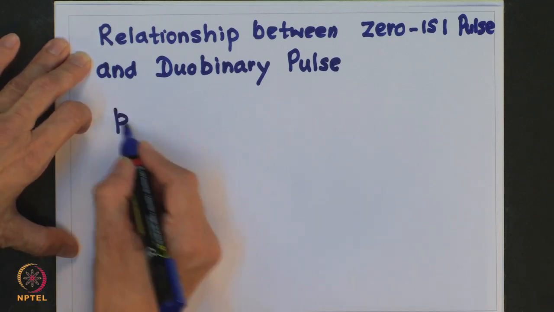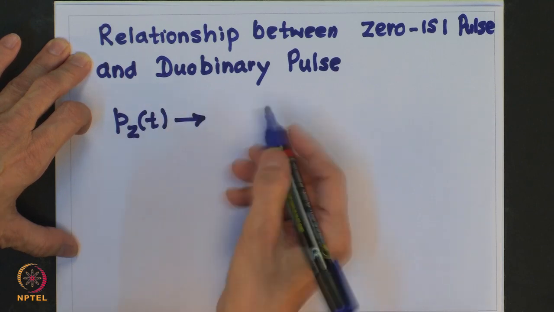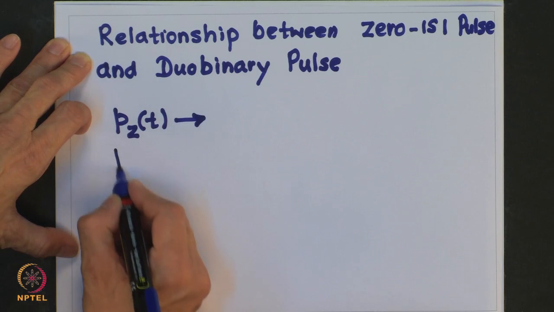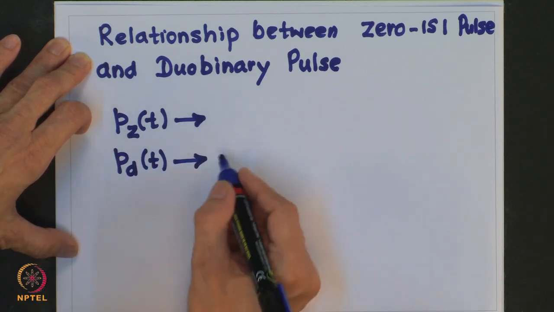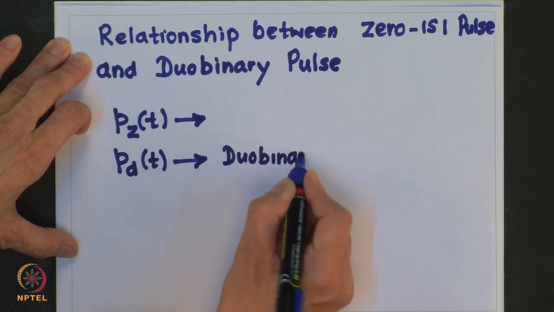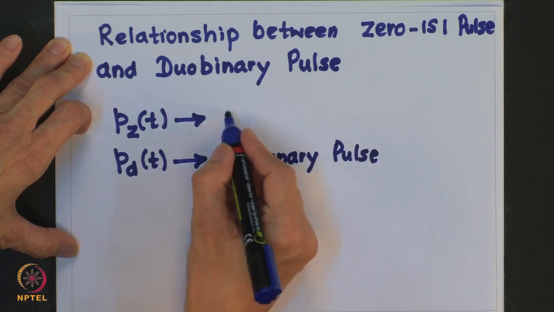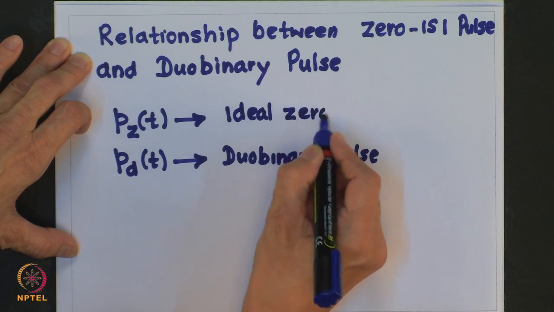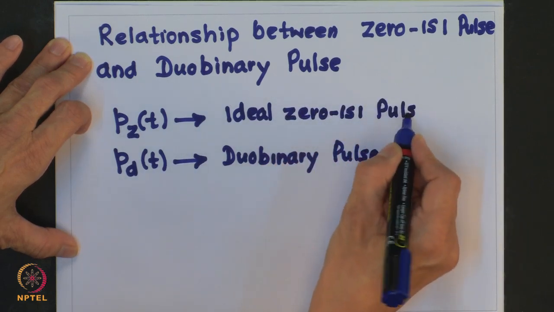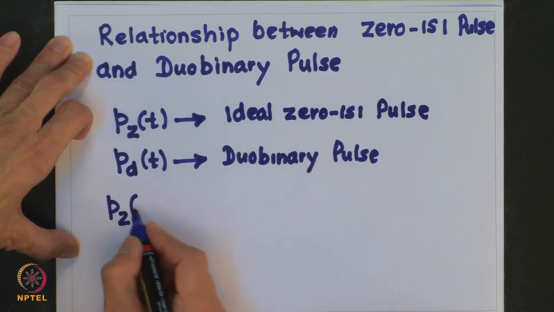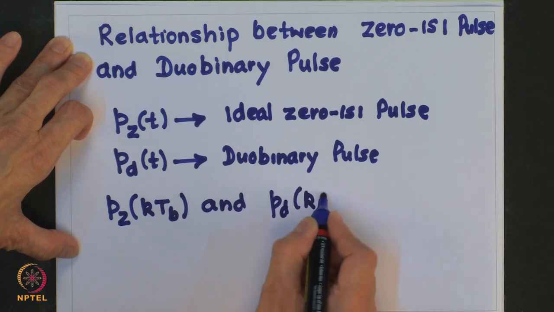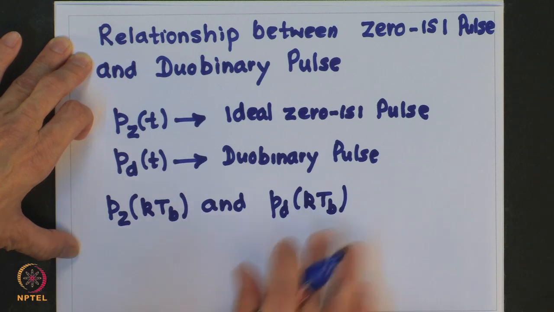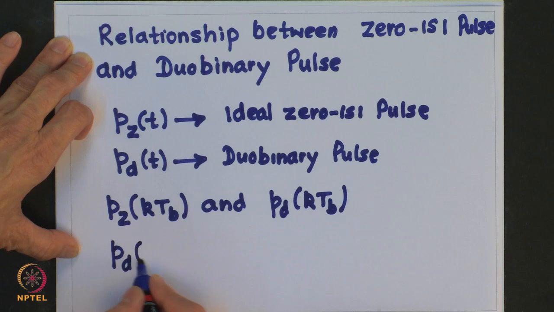So, if PZ(t) denotes the pulse which satisfies the Nyquist first criterion, and PD(t) denotes the pulse which satisfies the Nyquist second criterion, that is also known as the duobinary pulse. This is the ideal 0 ISI pulse. So, we see that the difference between PZ(kTB) and PD(kTB), they differ for only k equal to 1, otherwise they are the same. Therefore, it is very simple to see that I can get my PD(t) from PZ(t) by this relationship.